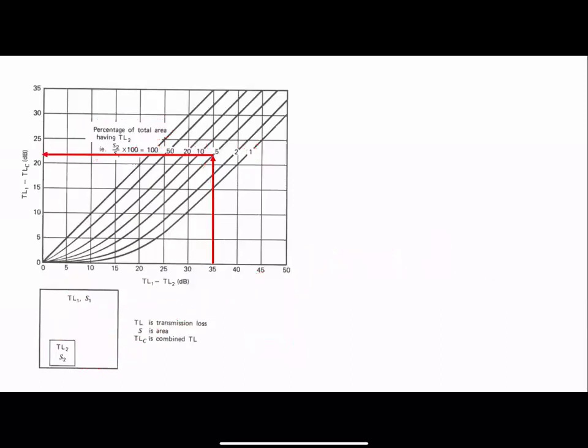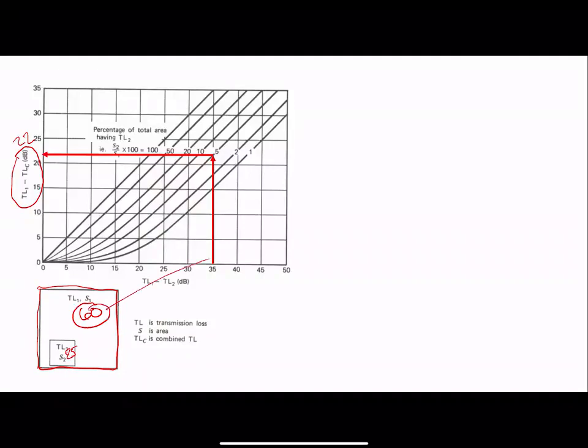Then we're going to go straight across. And when we go straight across, we see we're at 22. So what does 22 mean? Well, 22 is transmission loss 1 minus the transmission loss composite. And the composite is what we're trying to figure out. How well does this wall perform as a composite? What's the transmission loss given that most of it is transmission loss of 60 and a portion of it is transmission loss of 25? So transmission loss 1 is this number here, 60.